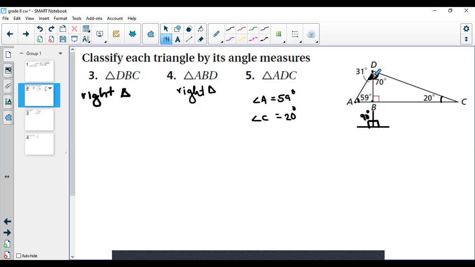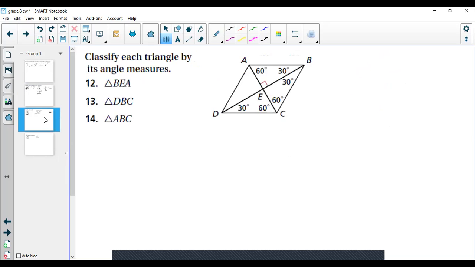So altogether, if I want to calculate, how am I going to calculate angle D? I'm going to add 70 plus 31. So that's going to give me 101 degrees. So we have two acute angles and one obtuse angle. So that makes it an obtuse triangle. It's easy, but you need to study the figure. If you study the figure and find out the missing angles, it's going to be much easier.